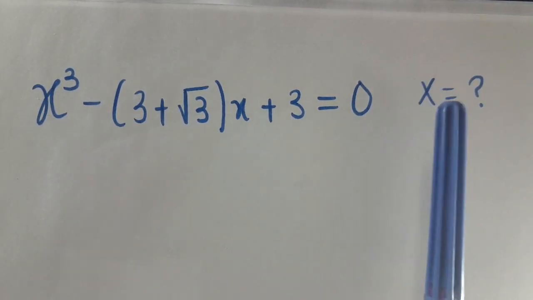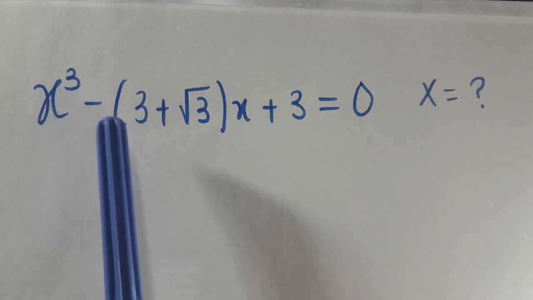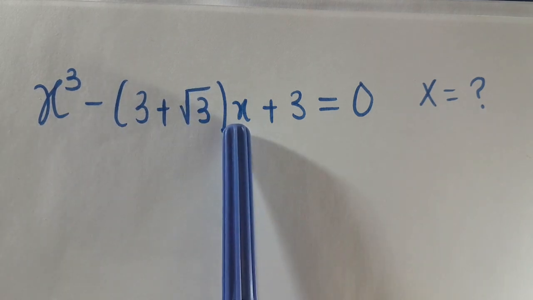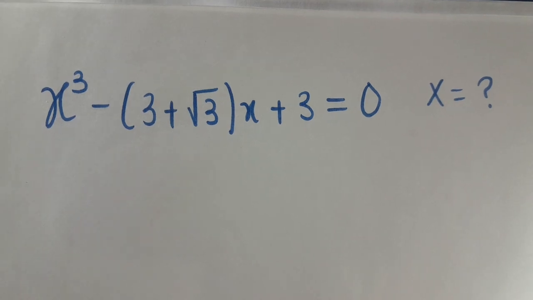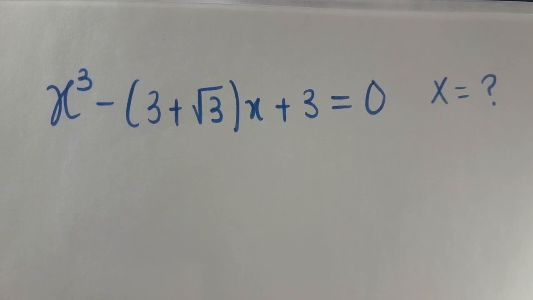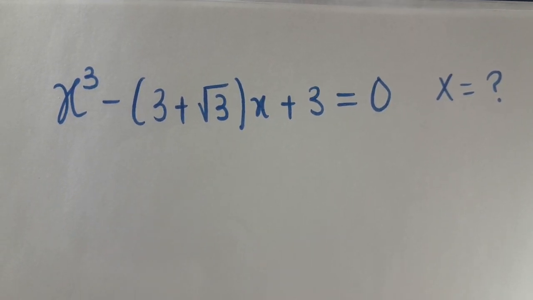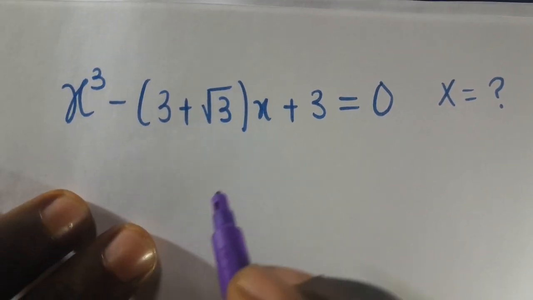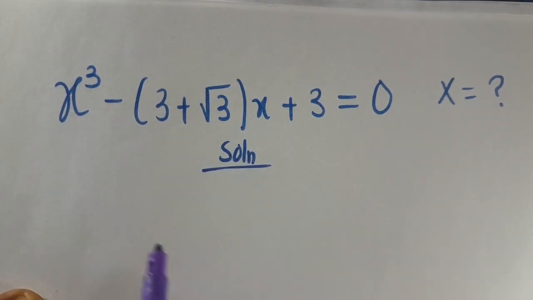Today we want to find the value of x given that x raised to the power 3 minus (3 plus square root of 3)x plus 3 equals 0. Of course, this is an Olympiad question and it is very difficult to solve, but let's see how to solve this problem. So we have its solution.